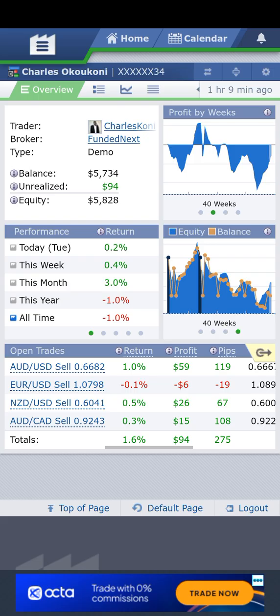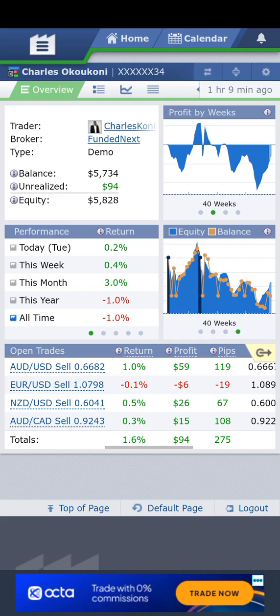So currently I have the Aussie dollar trade, which is about $59 in profit, 119 pips, that's 1% return. The Euro dollar is minus 0.1%, which is like minus $6 right now, minus 19 pips. The same thing happens to the other two trades. So I have 1.6% return overall for this trade. If they are to end as they are right now, it gives me about $94 overall and 275 pips overall, plus or minus.